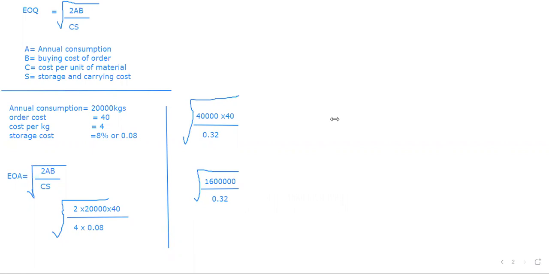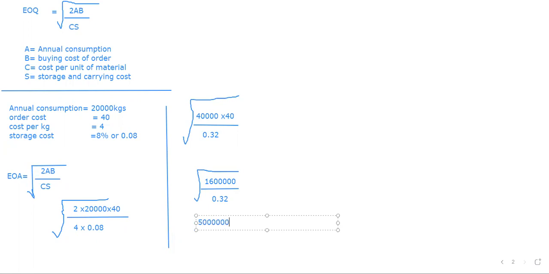So here it is going to be 16 lakhs divided by 0.32. If I go with it, I'm going to get 50 lakhs. Then I take the root of 50 lakhs. So when I take the root, how much is the answer I'll get, I'll tell you.